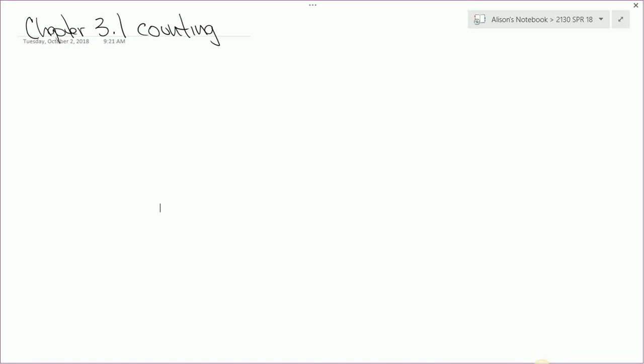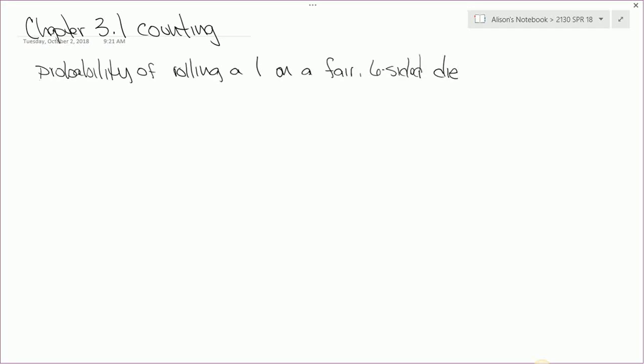So discrete probability can be defined as the number of desired events compared to the number of all possible outcomes. For instance, what is the probability of rolling a 1 on a fair 6-sided die? So I'm going to define a fair die as a die that is equally likely to land on any of the 6 sides with every roll, as compared to perhaps an unfair or a weighted die.